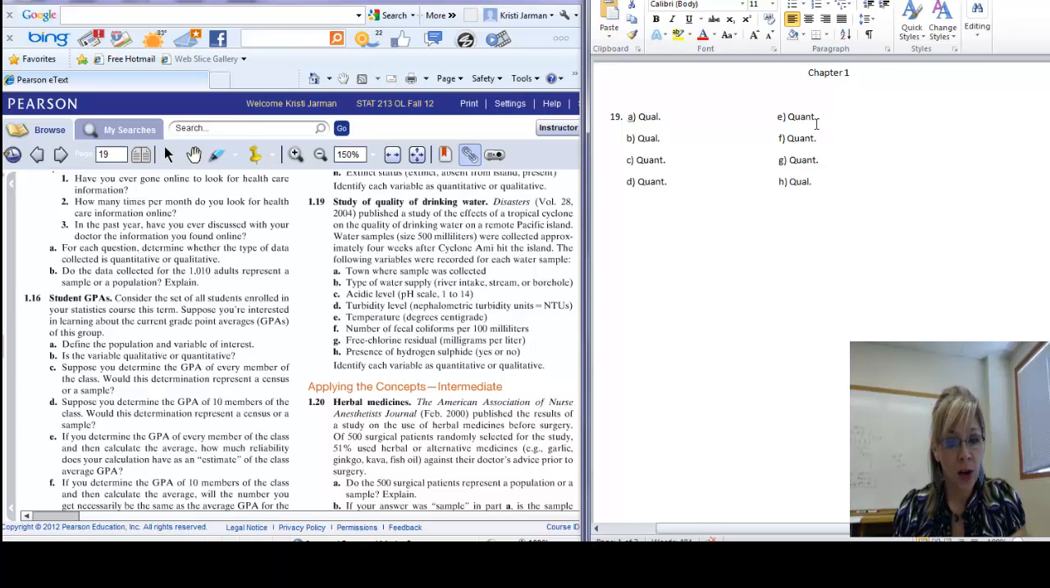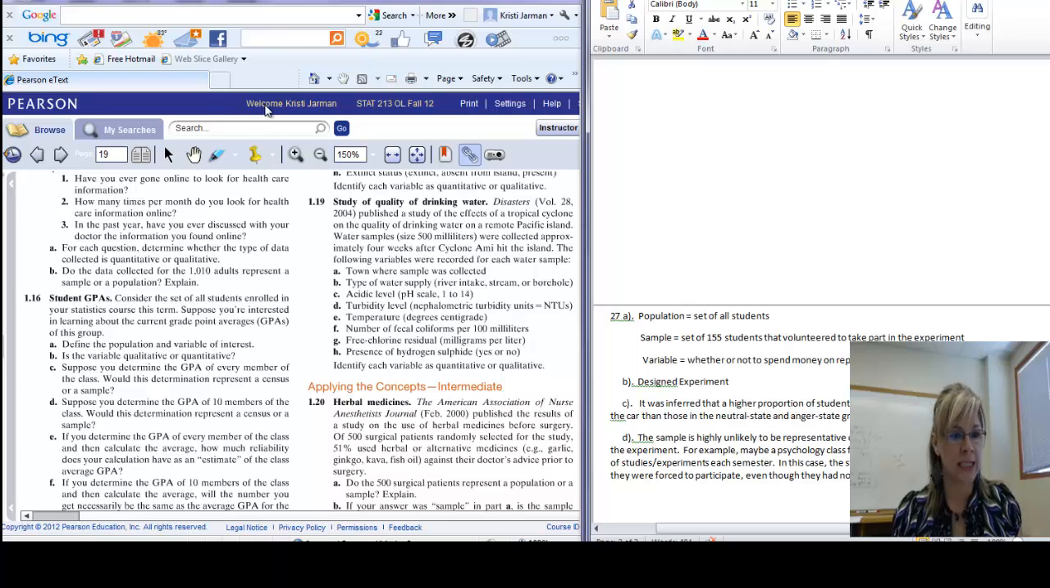Part F, the number of fecal coliforms per 100 milliliters. Again, number tells us we're talking about numeric measurements, so quantitative it is. G, free chlorine residual, milligrams per liter. Again, those units of measurements are always big keys that tell us we are dealing with quantitative data. And finally, H, the presence of hydrogen sulfide, yes or no, categories. So that tells us we're dealing with qualitative data in this example. So just one more quick little recap of making sure that we can distinguish between the qualitative and the quantitative data values. All right, next we are going to move on to problem number 27.